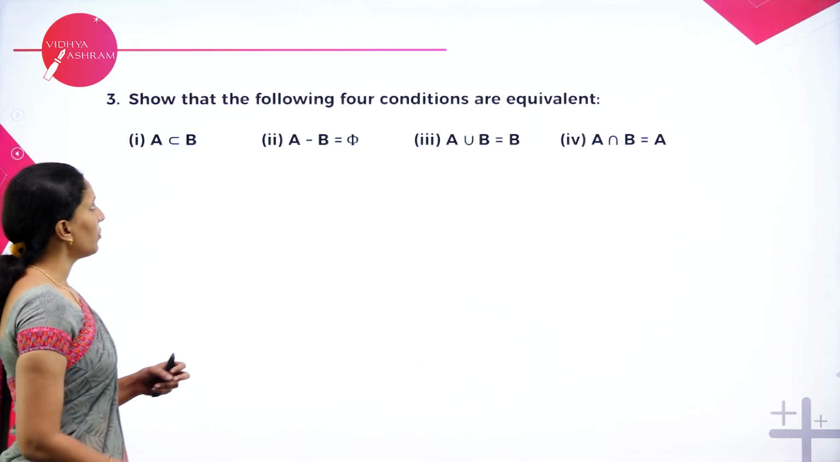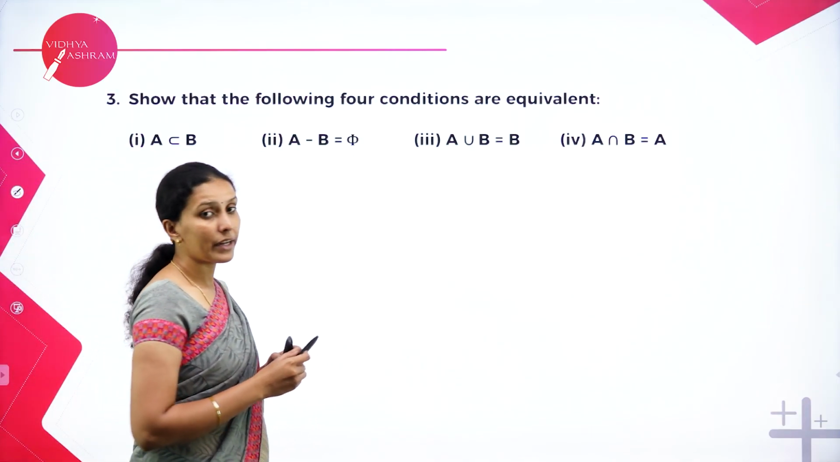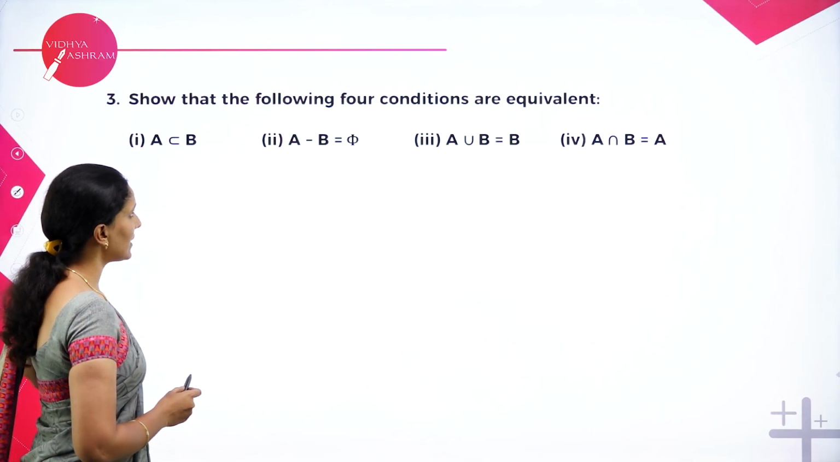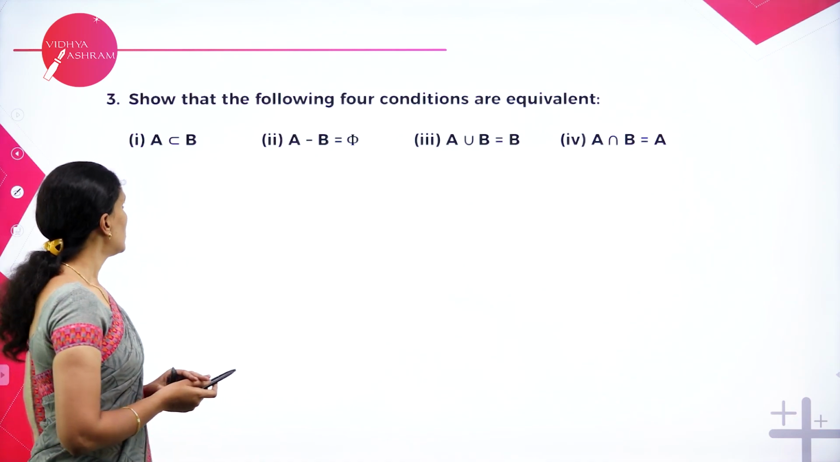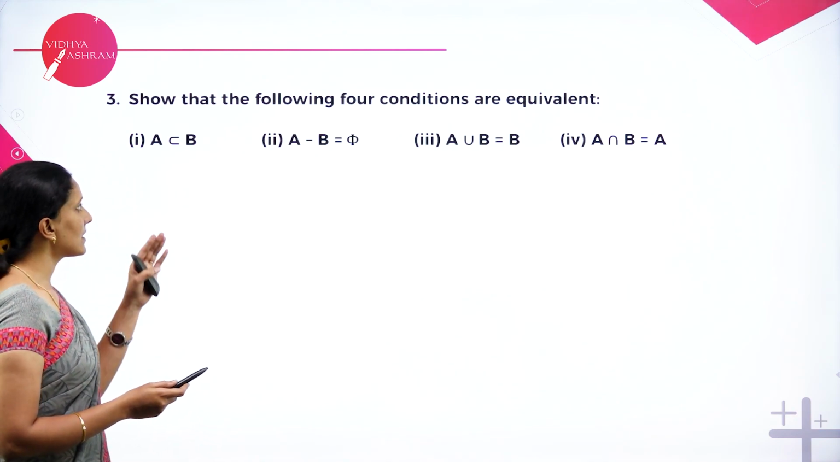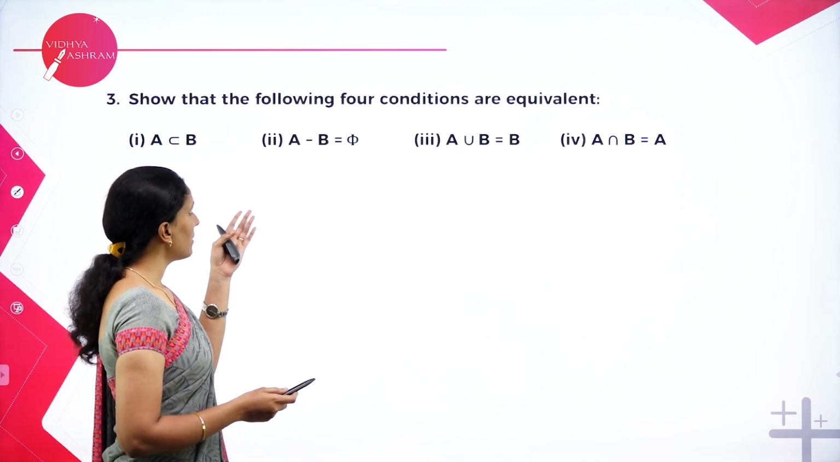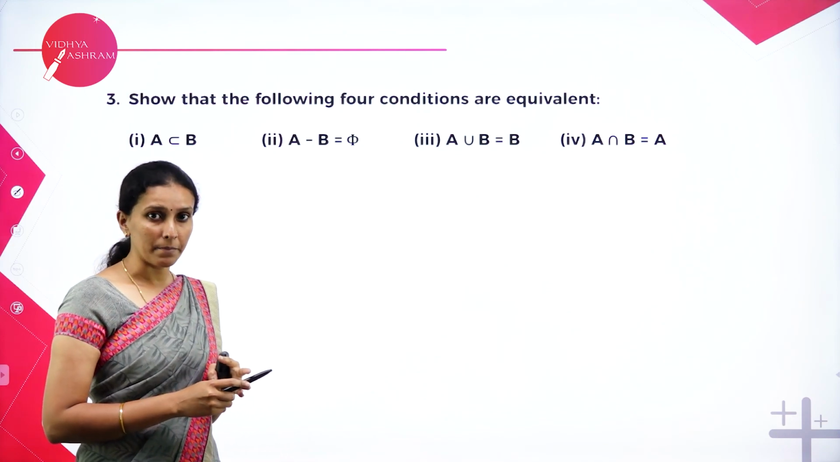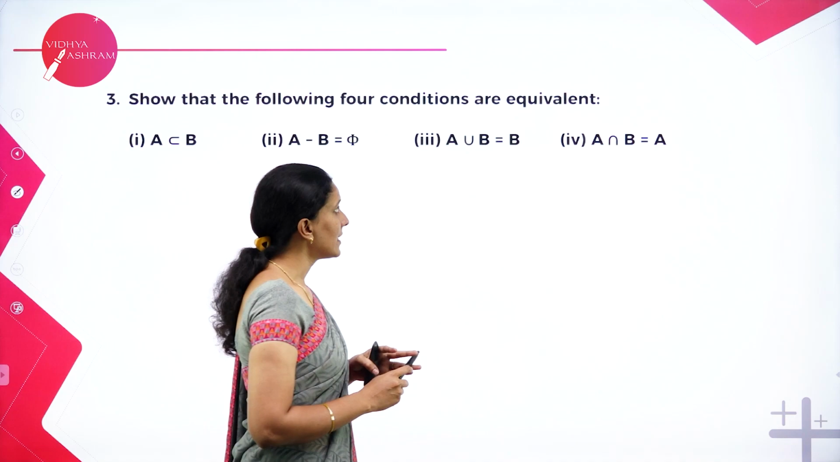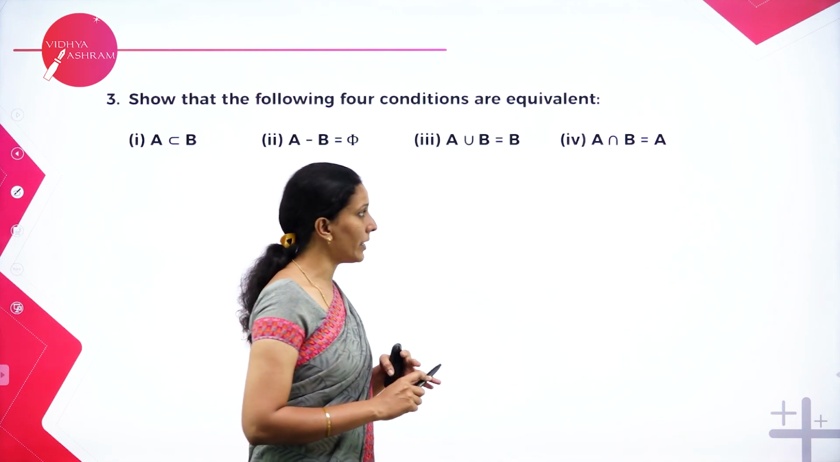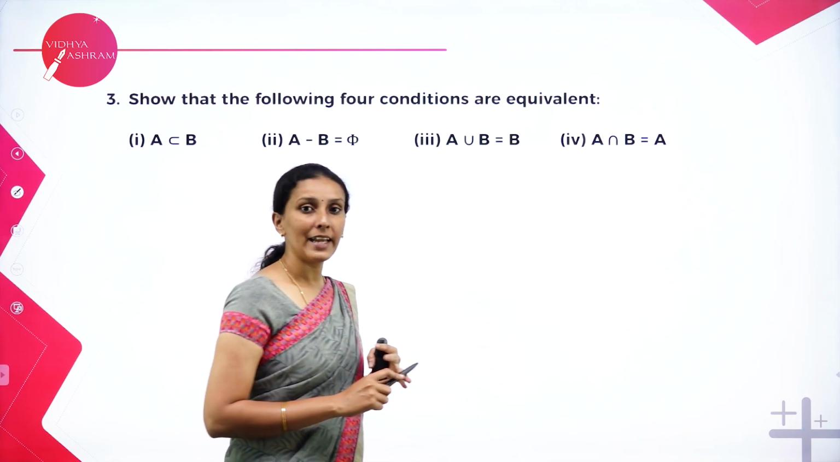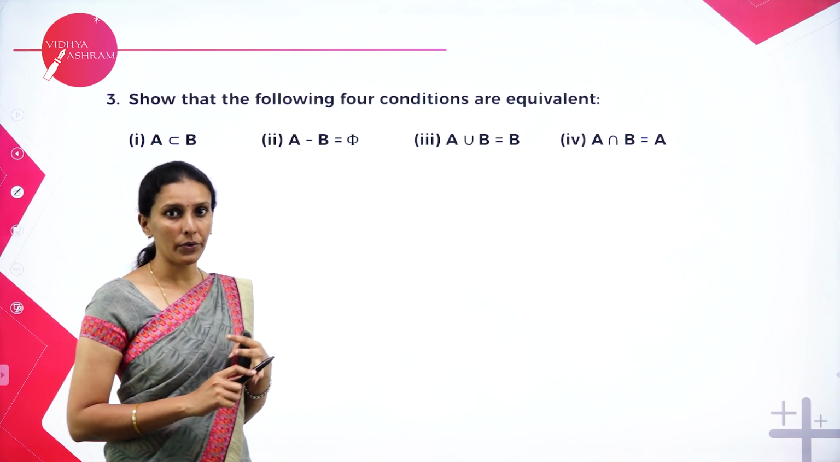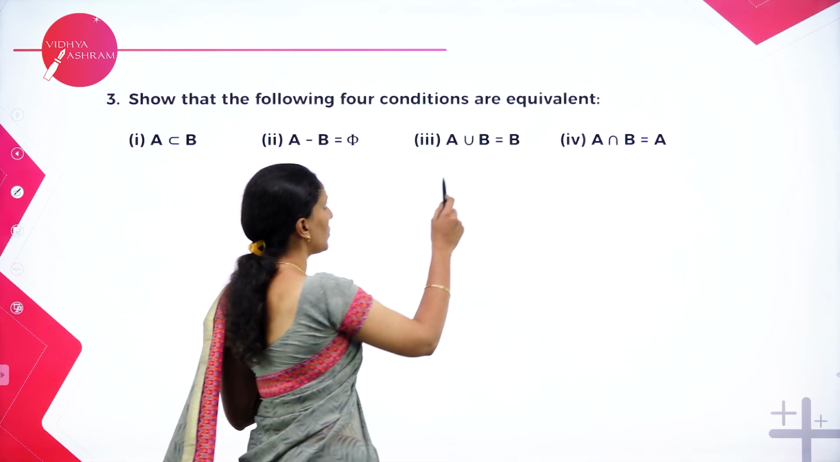Next question. Show that the following four conditions are equivalent. That means all the statements are one and the same. So the first statement says A is a subset of B. The second statement says A minus B is empty. The third statement says A union B is equal to B. And the fourth statement says A intersection B is equal to A. Observe the last two statements.